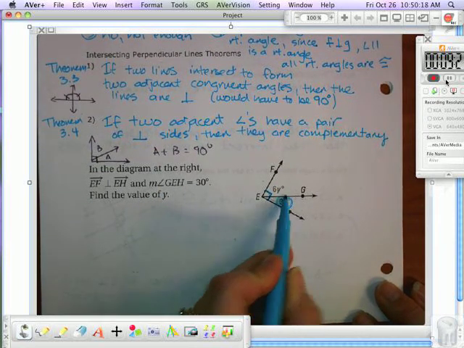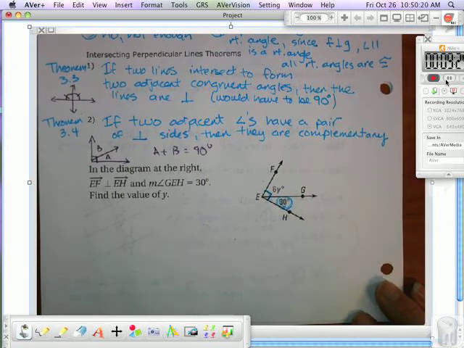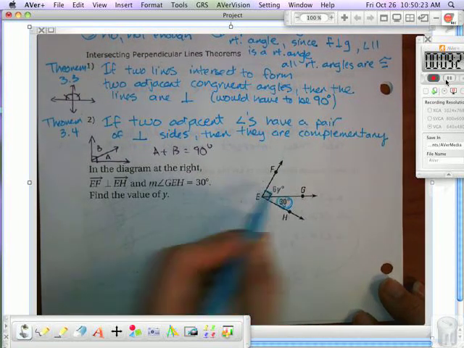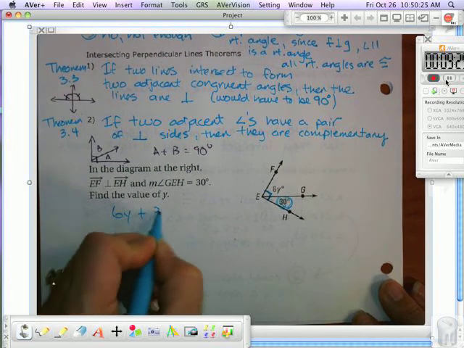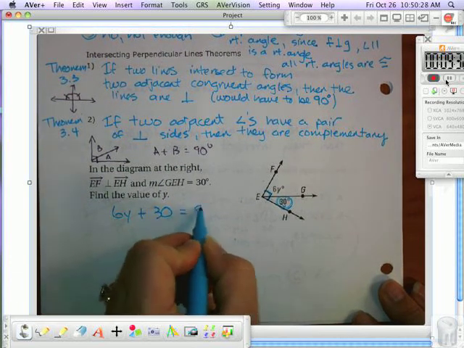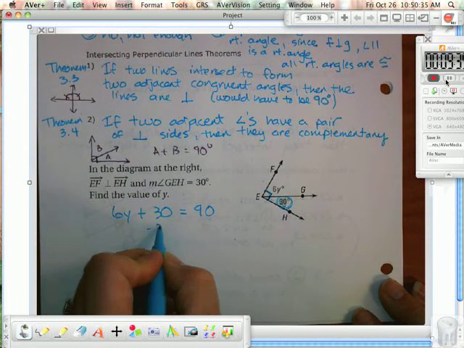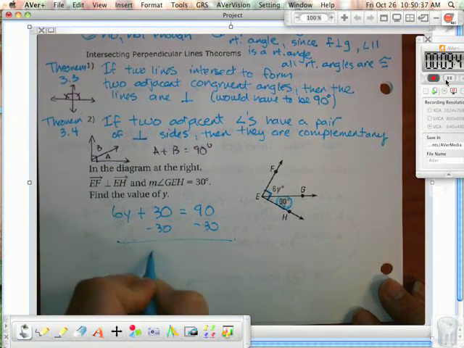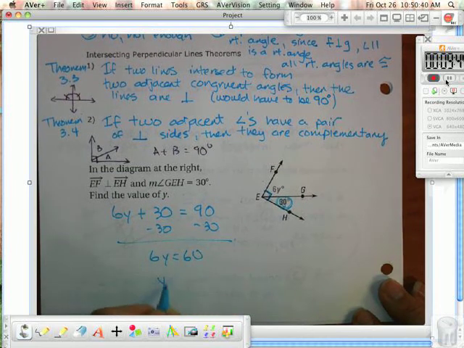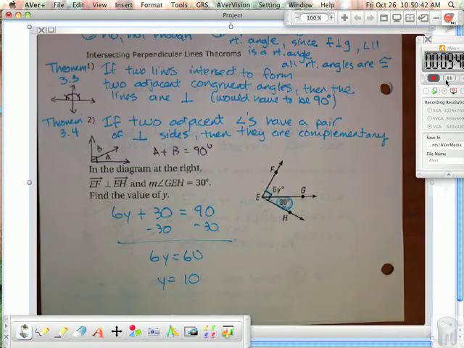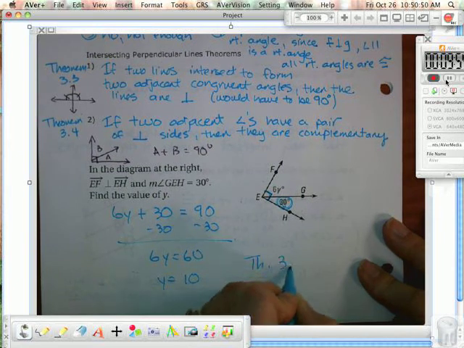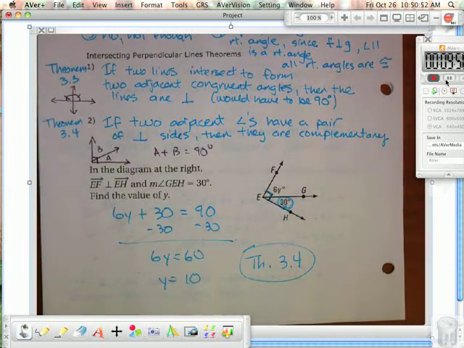So they've given me all I need to solve this. I can say this plus this equals 90. 6y plus 30 equals 90. Okay, so then I solve by subtracting 30. And 6y equals 60, and y equals 10. This is based on theorem 3.4. That's that theorem right there.